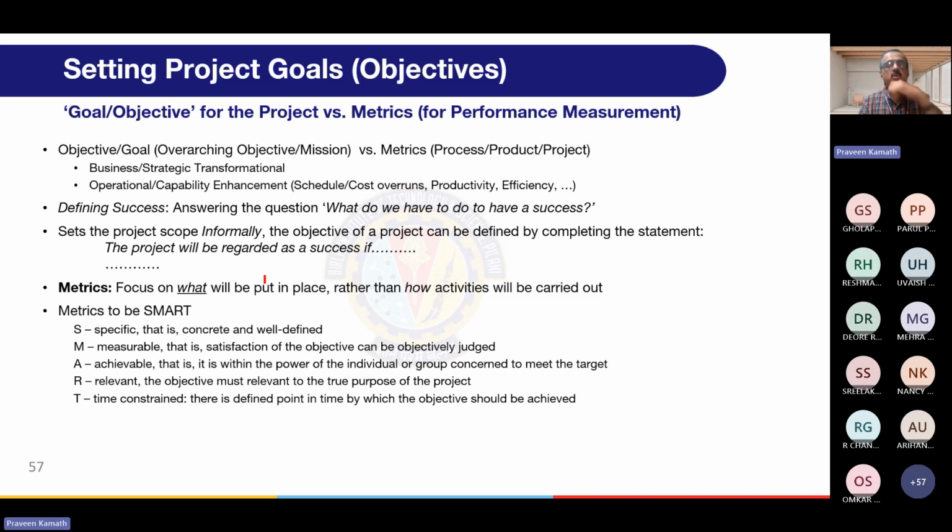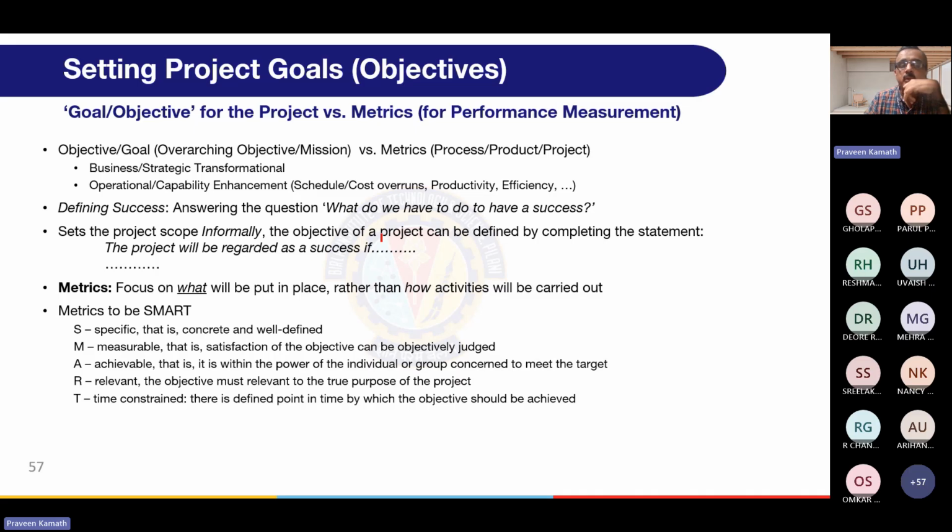Now, setting project goals or objectives. Goal or objective of a project versus metrics for performance measurement. Objective slash goal, overarching objective slash mission, versus metrics: product, process, project. Business, strategic, transformational. Then operational capability enhancement, schedule slash cost overruns, productivity, efficiency, etc. Defining success, answering the question: what do we have to do to have a success? Sets a project scope informally.